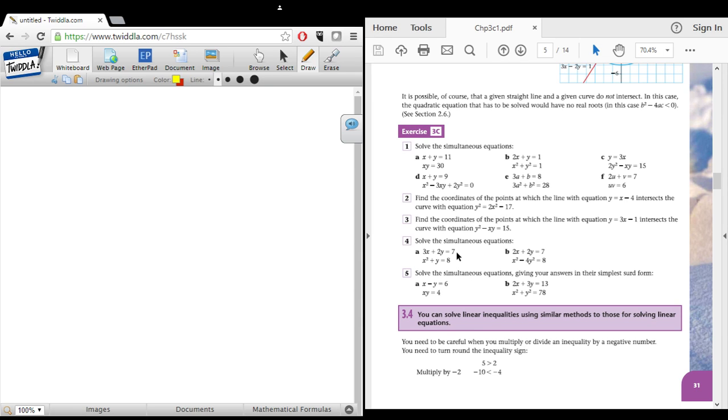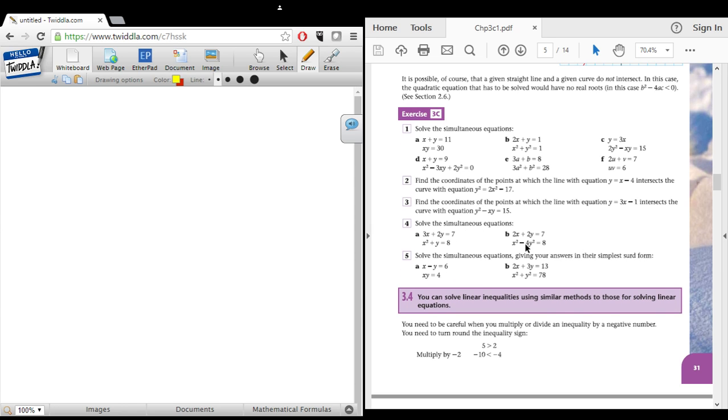Alright, and it's pretty much just asking you to solve the simultaneous equations, alright? But this one is just worded a little bit more, just to give you a more comprehensive idea of what you're trying to do, essentially, okay?